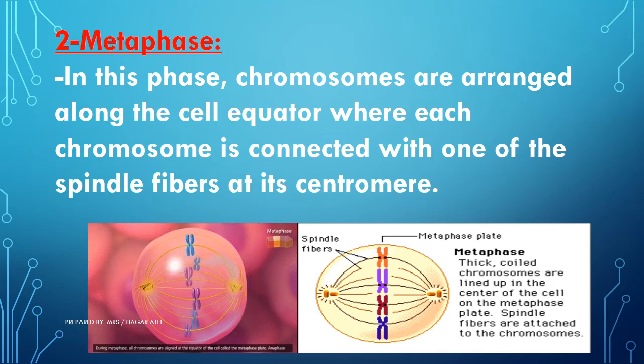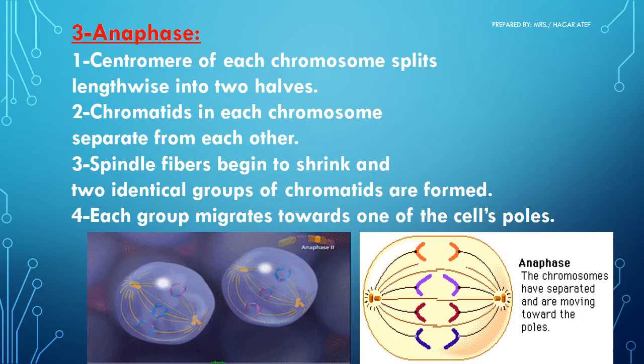Metaphase. In this phase, chromosomes are arranged along the cell equator, where each chromosome is connected with one of the spindle fibers at its centromere. Anaphase. The centromere of each chromosome splits lengthwise into two halves. Chromatids in each chromosome separate from each other. Spindle fibers begin to shrink and two identical groups of chromatids are formed. Each group migrates towards one of the cell's poles.